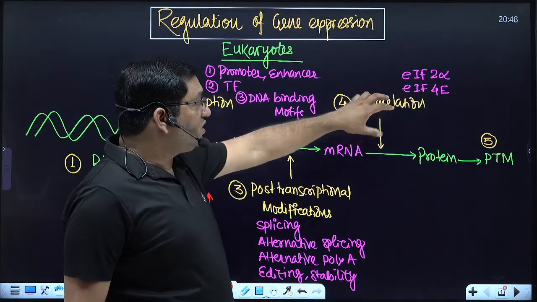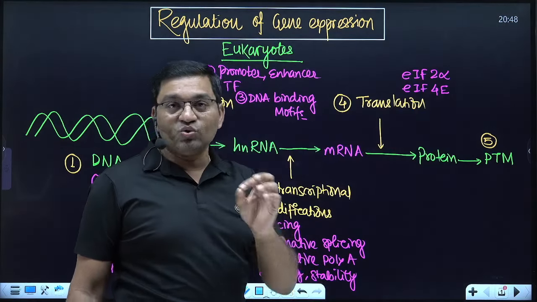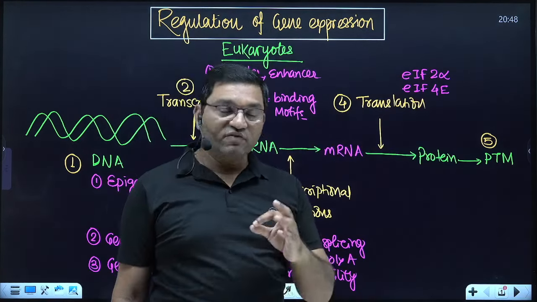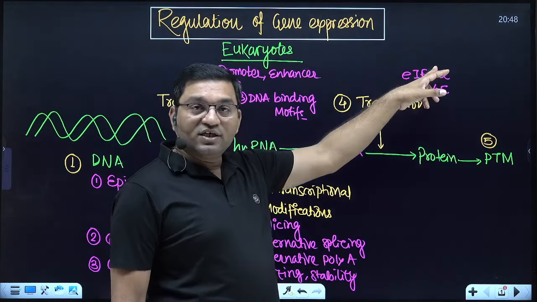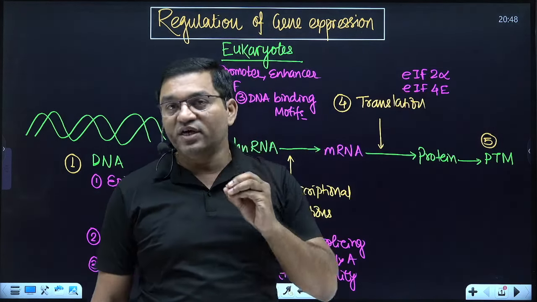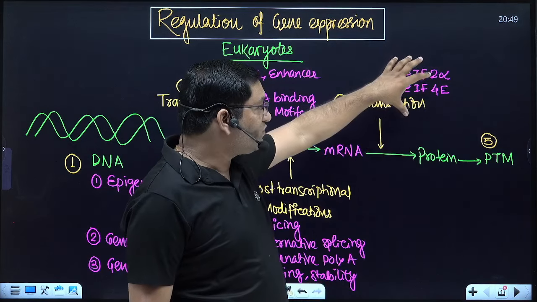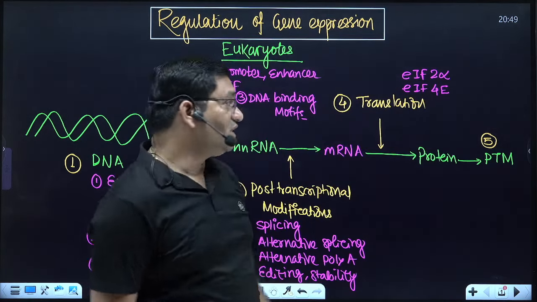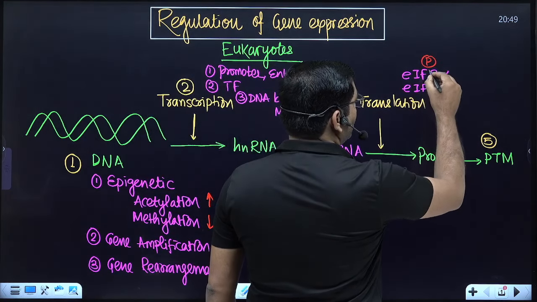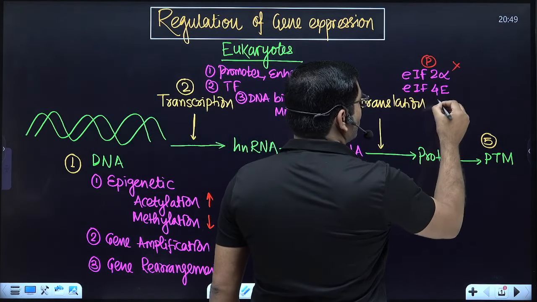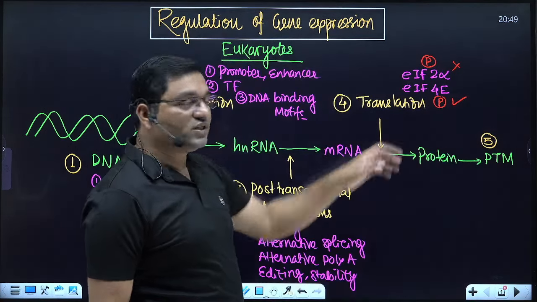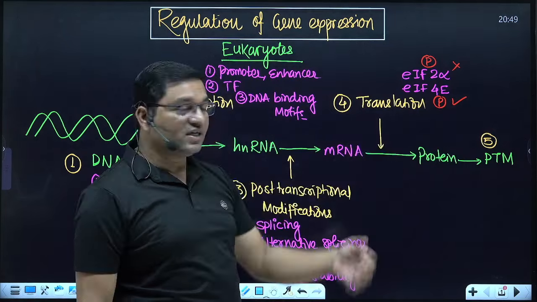Then translation, it is regulated by regulating the eukaryotic initiation factor 2 alpha and eukaryotic initiation factor 4E. Factor 2 alpha is important in the initiation process, while 4E is important in the recognition of the cap of the mRNA. These two factors are regulated by phosphorylation. By phosphorylation, this factor is inactivated, and by phosphorylation, this factor is activated. And in this way, the regulation of gene expression occurs at the translational level.